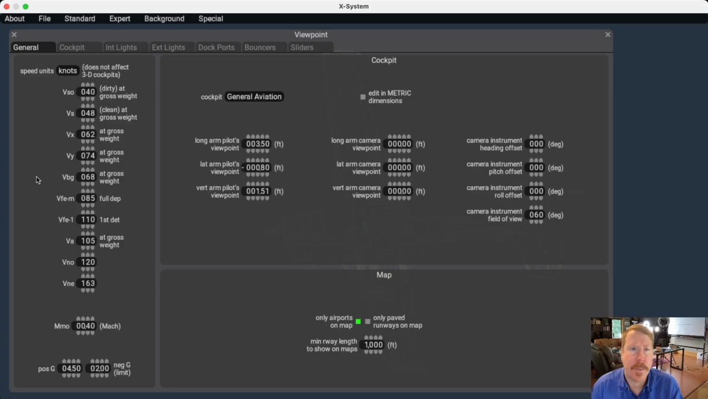Okay, and we're back from the whiteboard. The next one is VNO, velocity normal operating. And this is the speed that you can go to in bumpy air. Then you've got VNE, velocity never exceed, and you can only go that fast in smooth air. So in other words, in bumpy air, you don't want to exceed VNO, and in smooth air, you're limited to VNE.